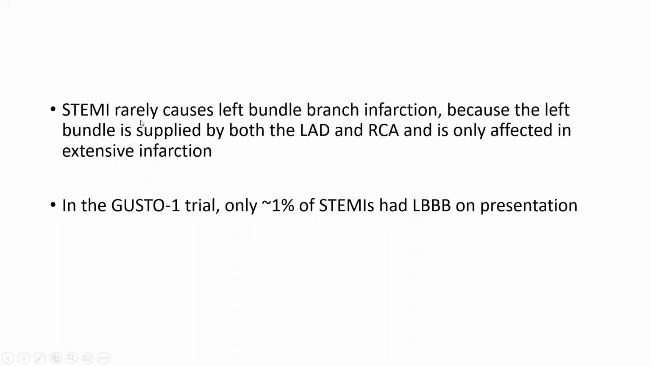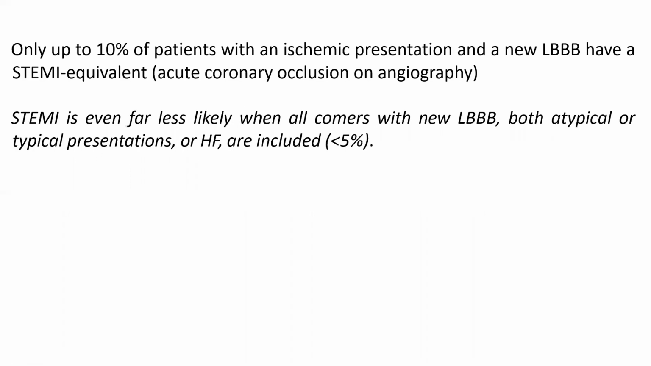STEMI very rarely causes left bundle branch block because the left bundle is supplied by both the LAD and RCA, and is only affected in extensive infarction. As an illustration of that, in the GUSTO-1 trial, only 1% of STEMI had left bundle branch block on presentation. So left bundle branch block is rarely a STEMI. In fact, most studies show that new left bundle branch block is just a chronic cardiomyopathy. It could be chronic ischemic cardiomyopathy or frequently chronic non-ischemic hypertensive cardiomyopathy.